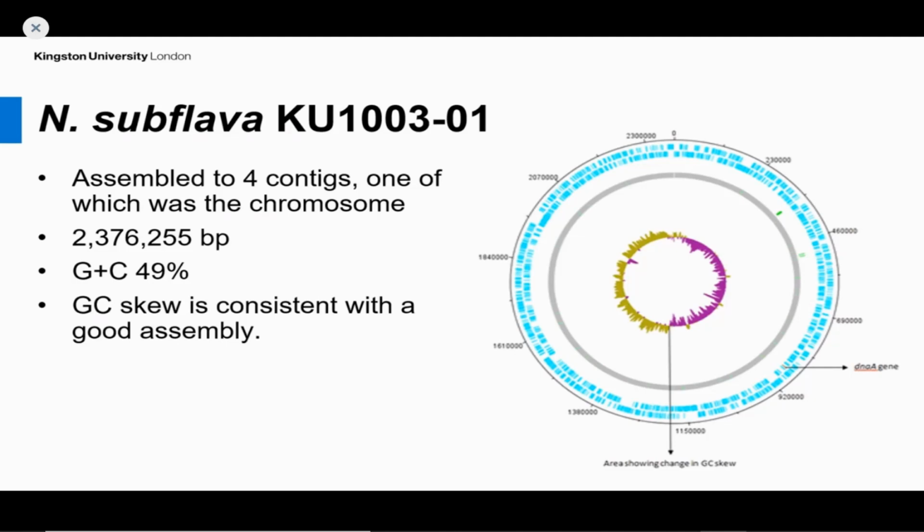We actually received 4 contigs, one of which is the chromosome, and then we've got 3 other little contigs. So the chromosome comes up as 2,376,255 bases with a GC of 49%, totally in line with what we would expect for Neisseria subflava. The GC skew is consistent with what we'd have for a good assembly. That little purple bit over in the golden bit there, we've looked at that in detail. That is a prophage, so that's fine that it's done a bit of weirdness there because it's inserted itself in a funny place.